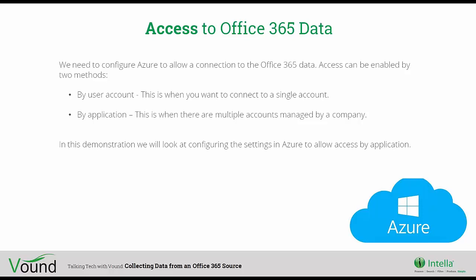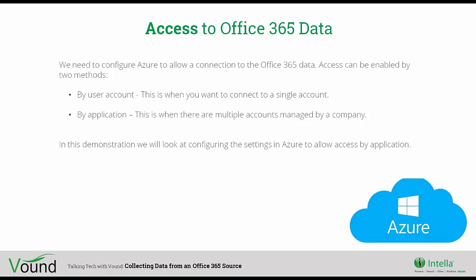So pretty much this is going to be a demonstration type of webinar. The Intella side of Office 365 is actually quite simple. There's not a lot to it. But before you can use Intella to connect to and index Office 365 data, you first need to enable access to the Office 365 source. And that's all done in the Azure portal. So that is what we'll take a look at next.